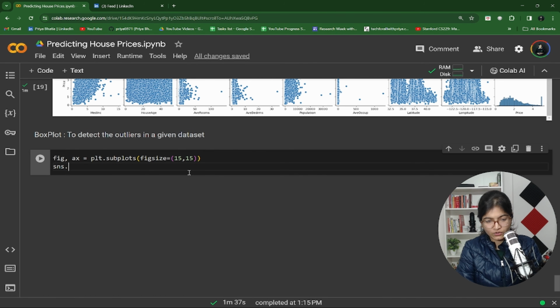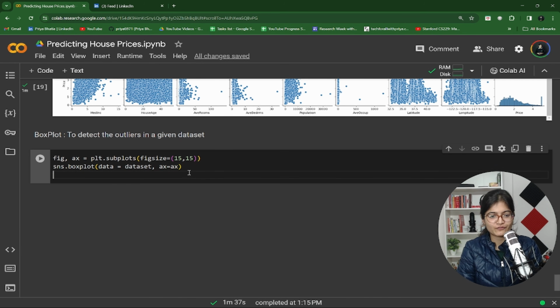Now you can call sns.boxplot. Inside this, you can refer to what kind of data you want as a box plot. I want the data set here, and the axis is ax, which I have already defined above. If you want, you can also save your figures on the go. For example, plt.savefig is the command to save the figure, and here you can say boxplot.jpg. You can also save in the form of a PNG.